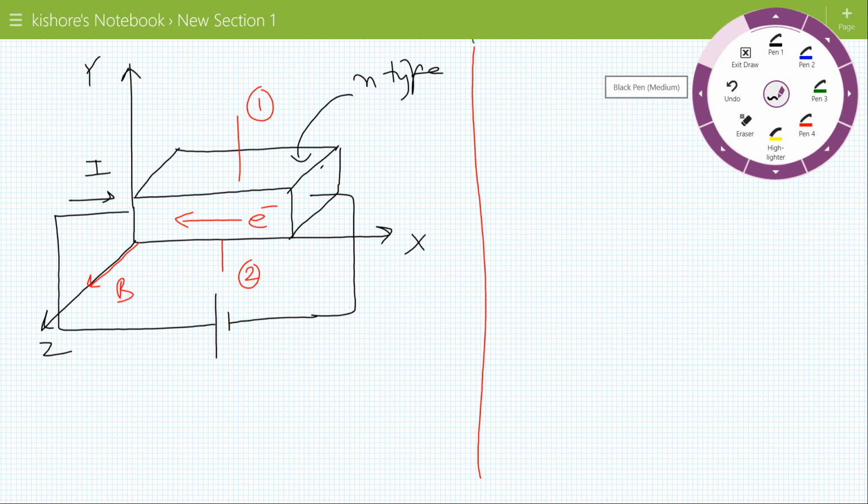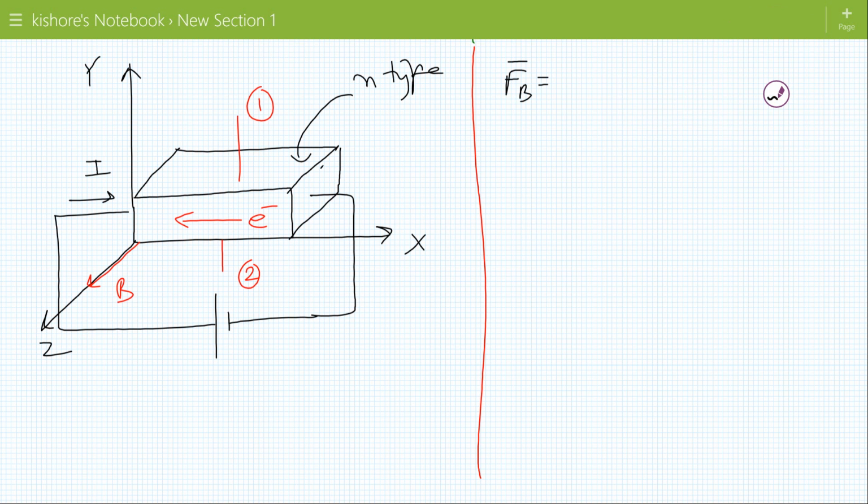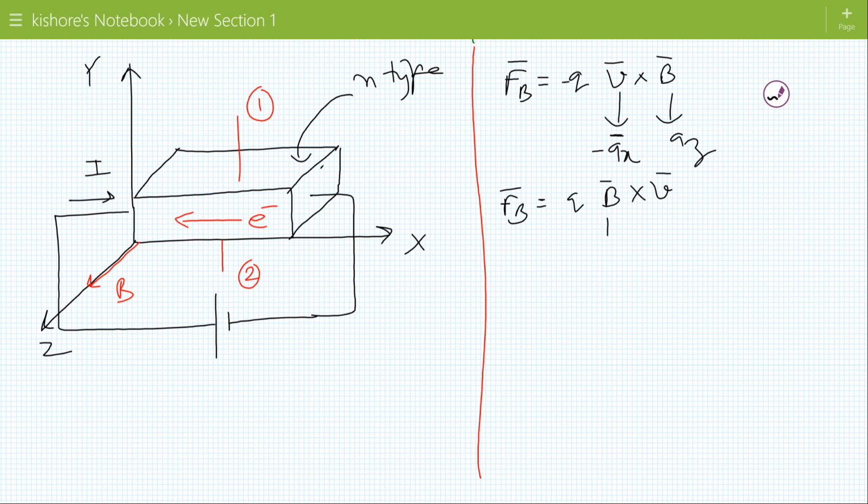Now the force on electrons due to the magnetic field is FB, that is Q V cross B. The charge of an electron is negative, so we will use minus Q. The direction of B is AZ, the direction of V is minus AX. B is in the Z direction, V is in the minus AX direction, so the direction of FB is AX cross AZ, and AX cross AZ is minus AY. Again, the force on electrons due to the magnetic field is downwards, in the minus Y direction.